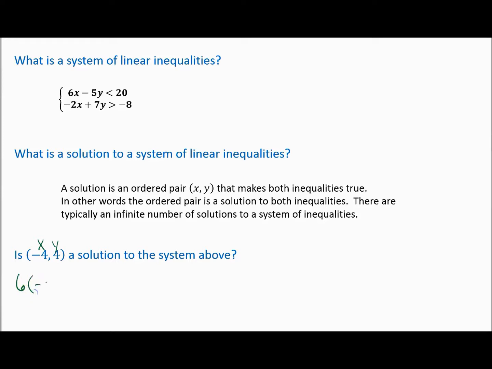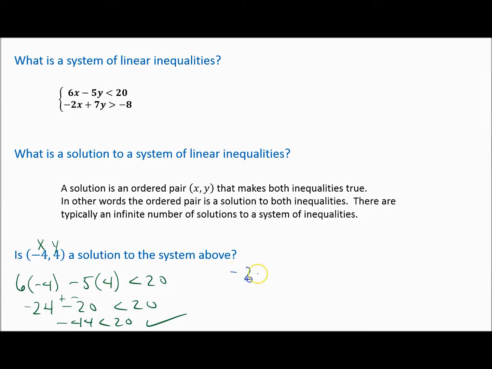I have 6 times x, which is negative 4, minus 5 times 4. Is that less than 20? Now 6 times negative 4 is negative 24, minus 20. Is that less than 20? It is, because negative 24 plus a negative 20 is negative 44, and that is definitely less than 20. Now let's try the second inequality.